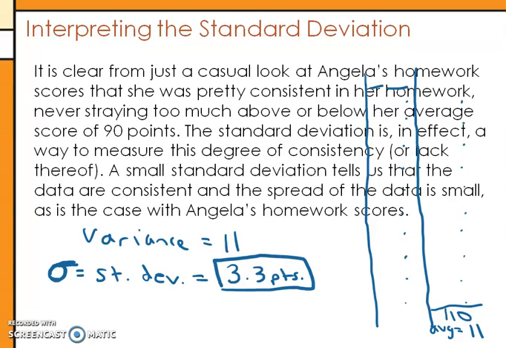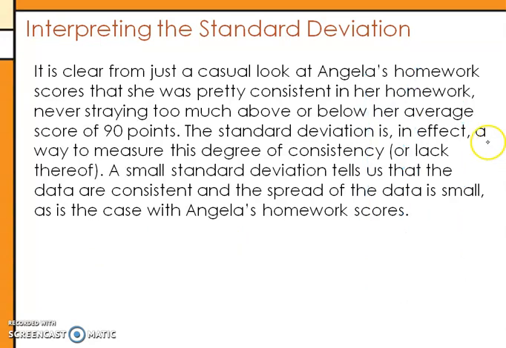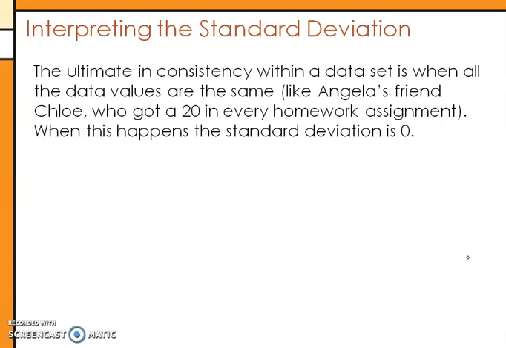So some things to think about with the standard deviation. She was pretty consistent. She was close to 90. Some were 5 above, some were 5 below. So a small standard deviation tells us that they're not very spread out. For the ultimate consistency, what if she got the same score on every single assignment? Then the standard deviation would be 0, because there's no spread in the data.